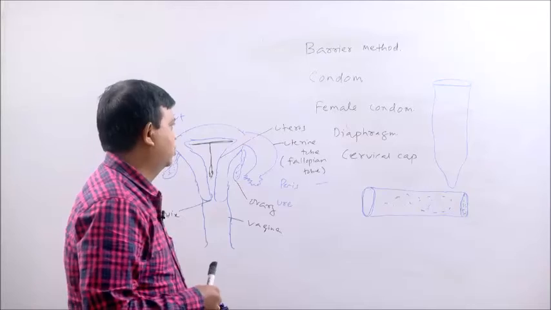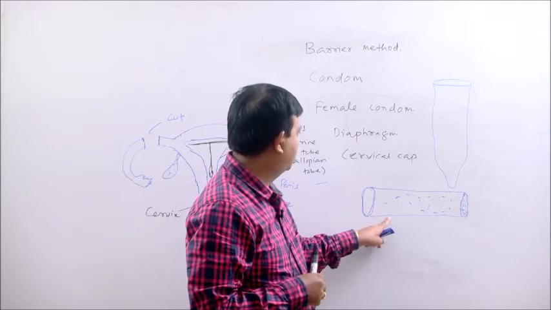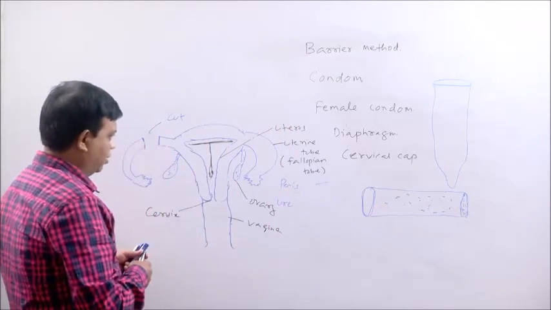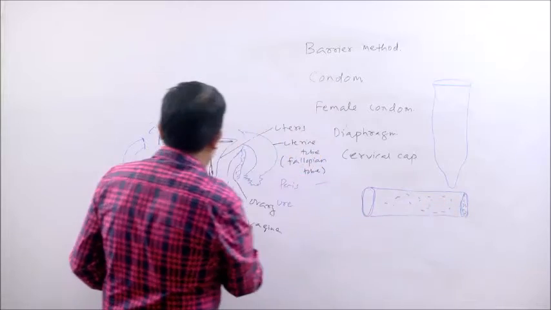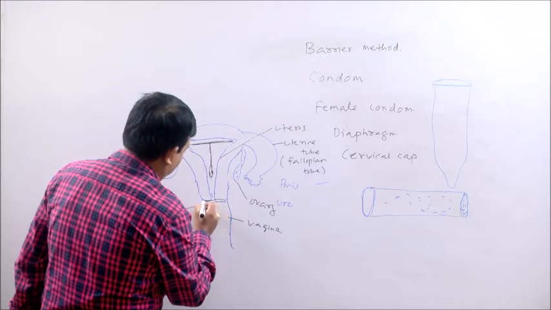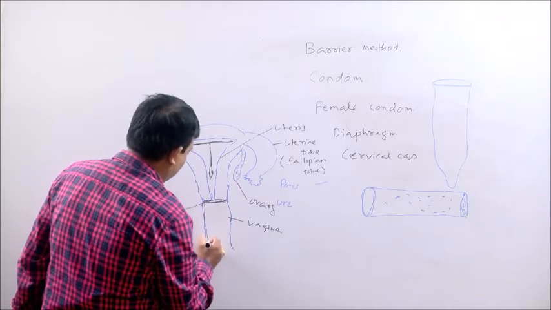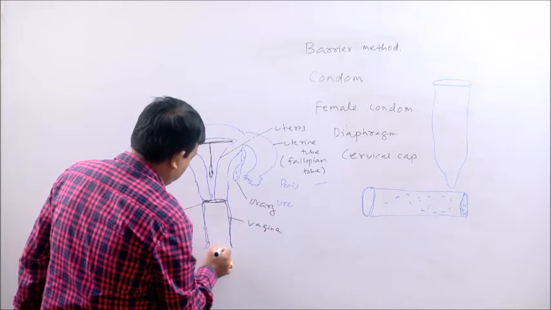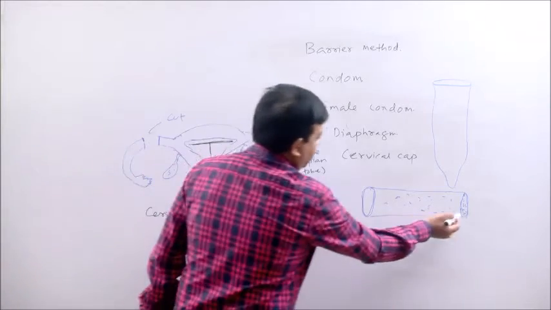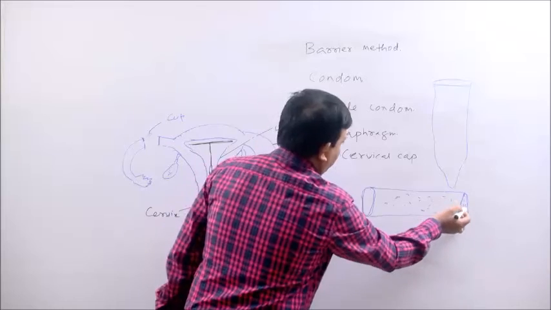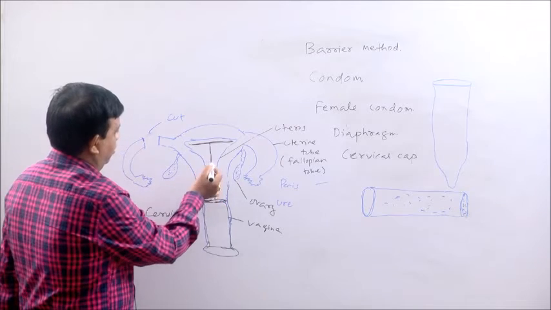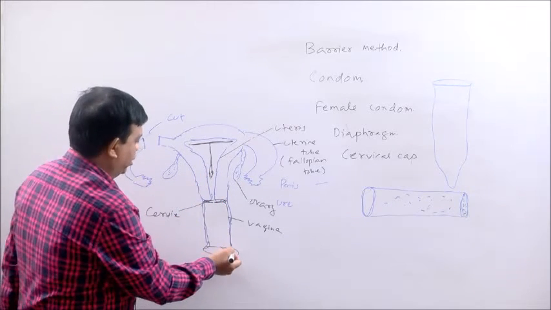Before sexual intercourse, the female inserts this female condom into her vagina, so that the closed end fits over the cervix. You can see here how it is fitted. This is the closed end. The closed end with flexible ring fits over the cervix, so that the opening into the uterus is closed, and this is the open end.